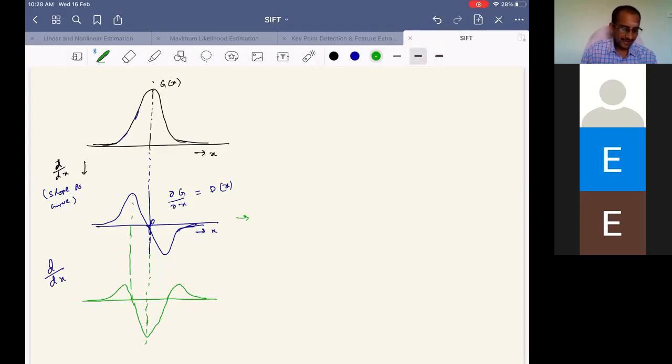This is referred to as an inverted Mexican hat. You can see this is not a triangle shape. It is again a smooth curve. This is the second derivative of Gaussian, dou square g by dou x square. This is also referred to as the Laplacian of Gaussian.